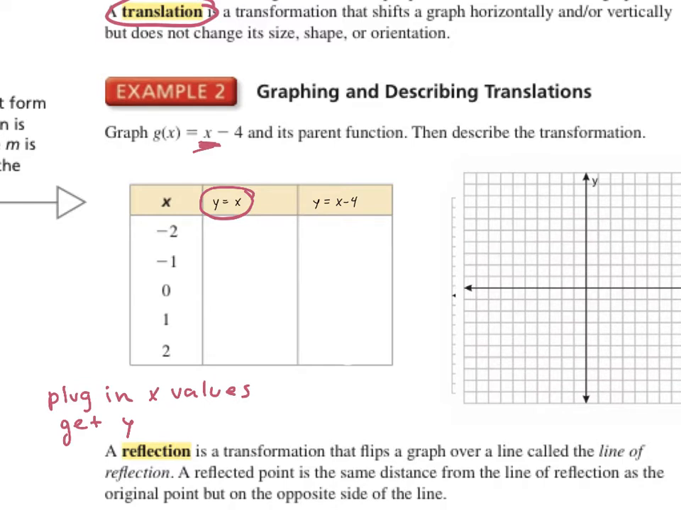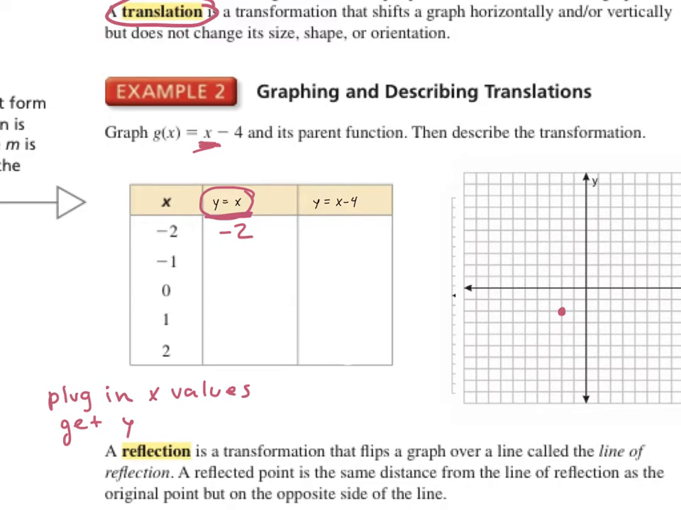-6. Into the equation, y is equal to x. Oh, -2. Awesome. So our x is going to be the same as y. So going to our graph, -2, -2, when we plot that point, we go to the left 2 and down 2. We do the same thing for -1.